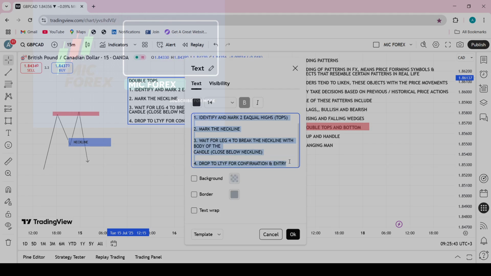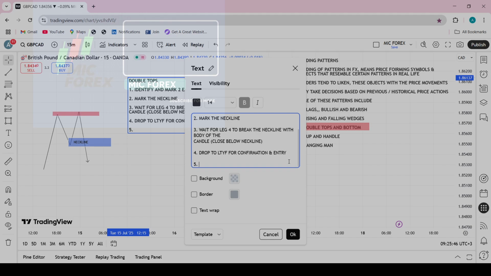In the confirmation, you want to see this. Number 5, wait for a retest to the neckline. Remember, yesterday we talked about support become resistance, or resistance become support. So this one was initially a resistance, so now it's going to become support. So wait for retest to the neckline. After that, wait for bearish engulfing candle.